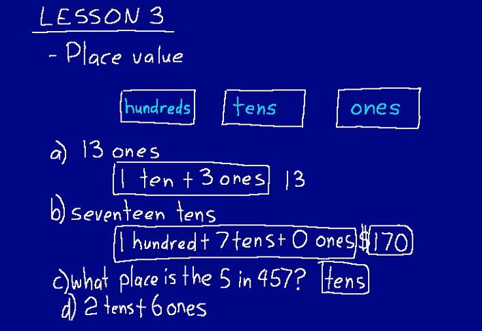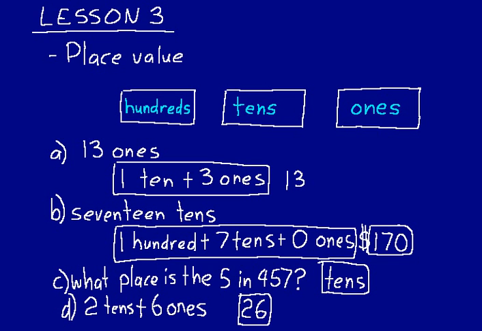Let's do one more problem. 2 tens plus 6 ones. What I want you to do is write that just as a number. 2 tens plus 6 ones. That tells you that, in expanded form, you have a 2 in the tens place and a 6 in the ones place. And so that would be your answer. Another way to think about it: 2 tens, that should tell you that means 20, and then 6 ones, 20 plus 6 would be 26.